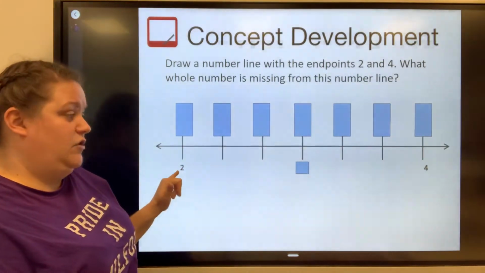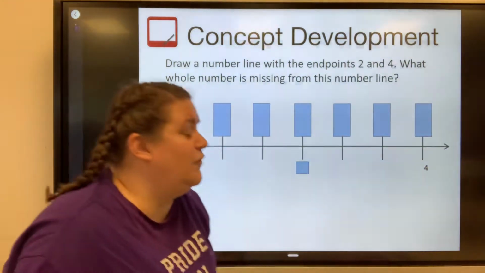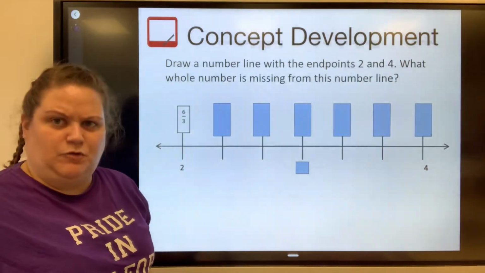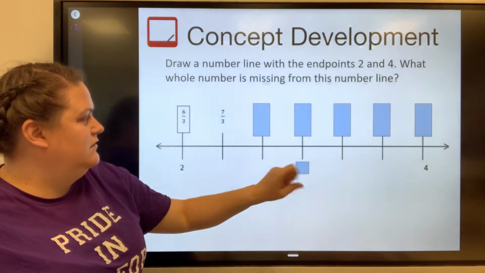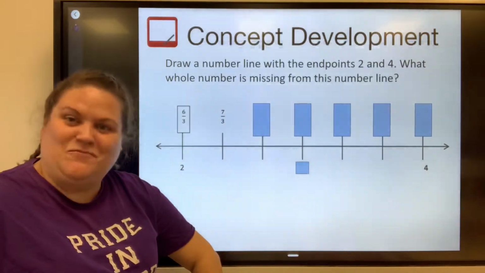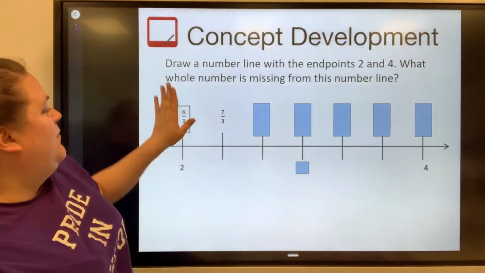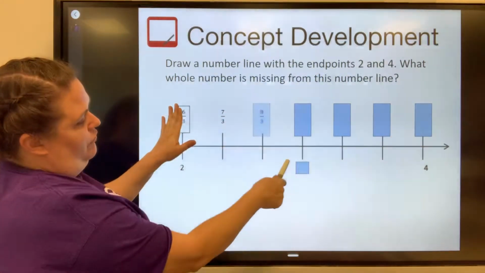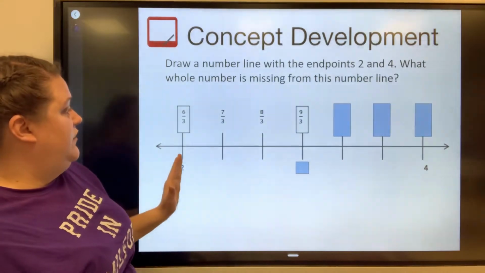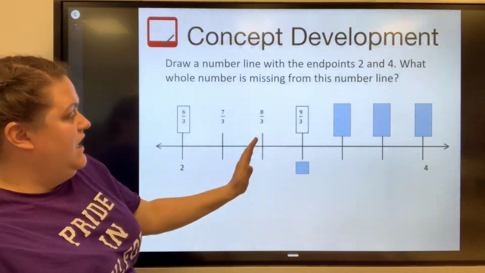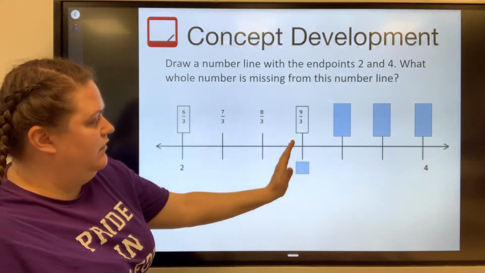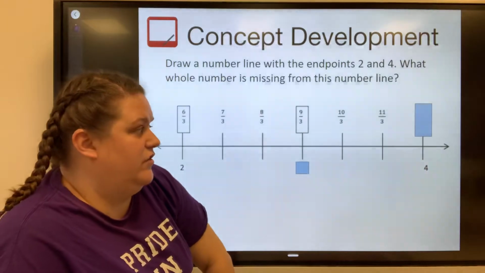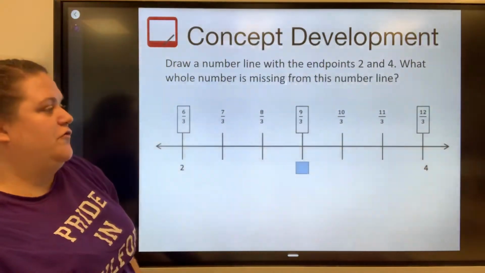So if we have a whole number of 2 over here and 4 over there, we're missing the number 3. So remember, we don't count this one, and if I'm counting in between them, I'm going to count 1, 2, 3. So I'm doing the thirds. So I have 6 over 3, 7 over 3, 8 over 3, 9 over 3, 10 over 3, 11 over 3, and 12 over 3.